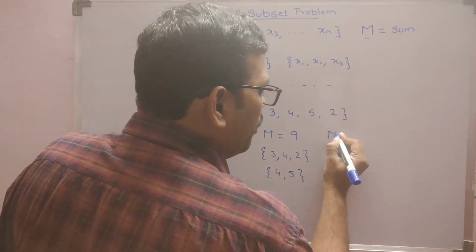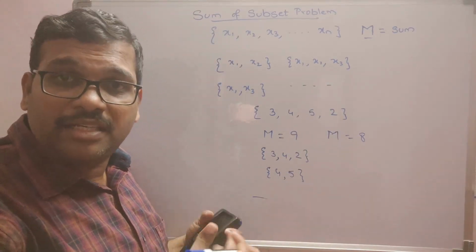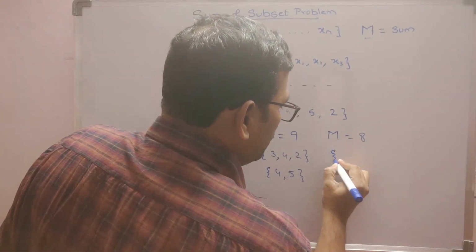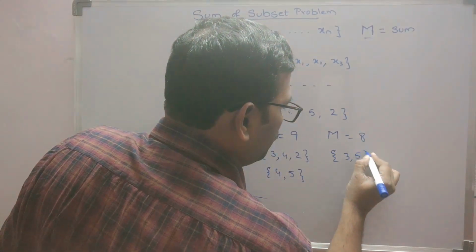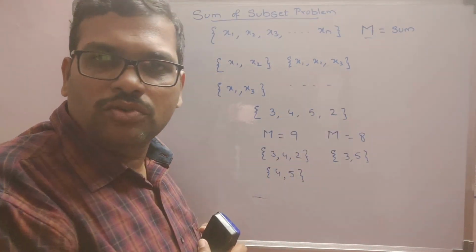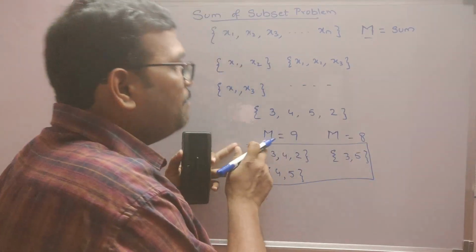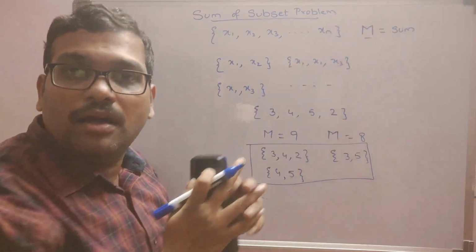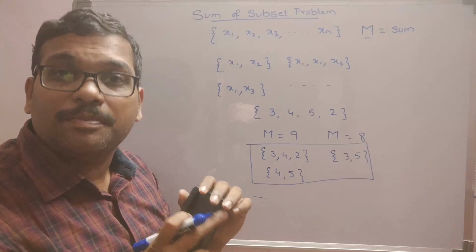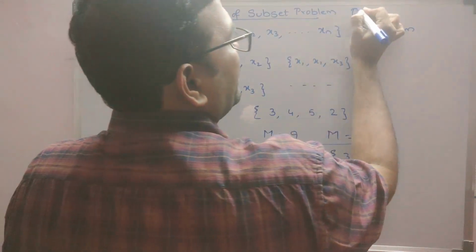If m is equal to 8, we need to form the subsets where the sum of all the elements of the subset must be equal to 8. So it will be 3 comma 5. Any other possibilities, any other solutions? No, there is no solution. Finding these subsets where the sum is equal to the given total is the sum of subset problem, and this will be implemented with the help of backtracking.